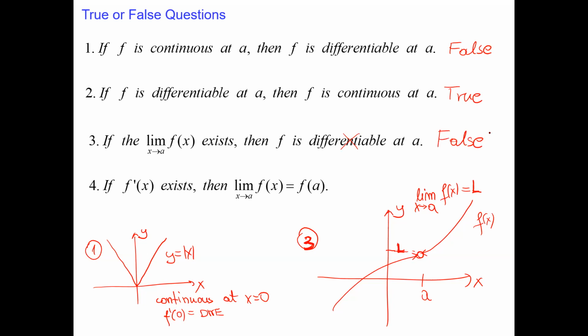Now, statement number 4: if the derivative exists, then the limit is the same as the value at the point A. You may notice, I can give you a couple of seconds to answer before me.